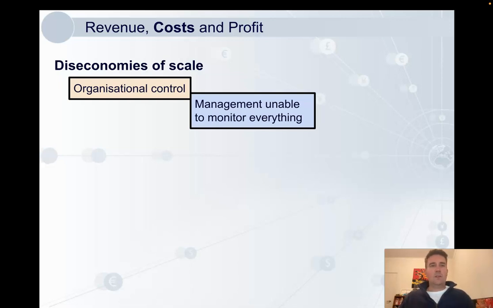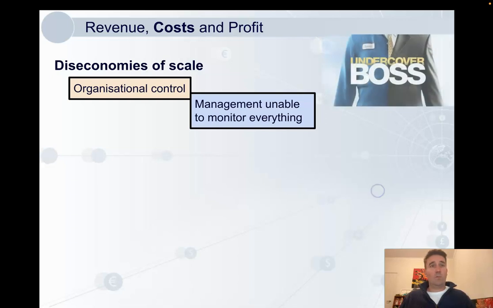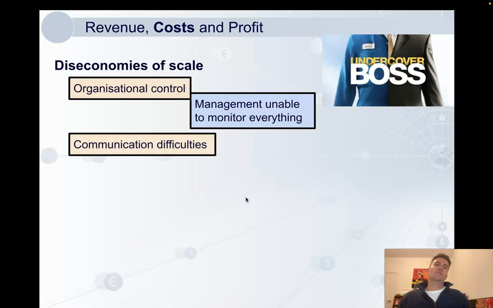There's even a TV show made about this, Undercover Boss. We'll watch a clip in class to help get our heads around it. And related to this organizational control idea are the communication difficulties that can happen. In a large firm, information flows through so many channels that messages can get distorted, inefficiencies occur, and average costs rise. Okay, that is revenues and costs. We'll need to take the notes and sort ourselves out. All right, thank you.